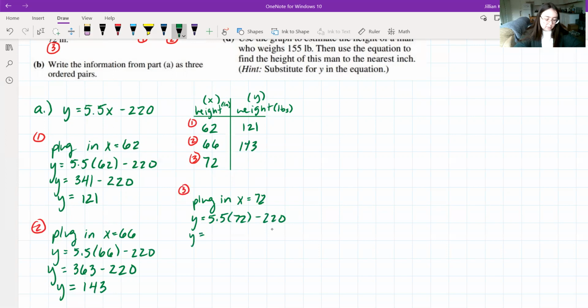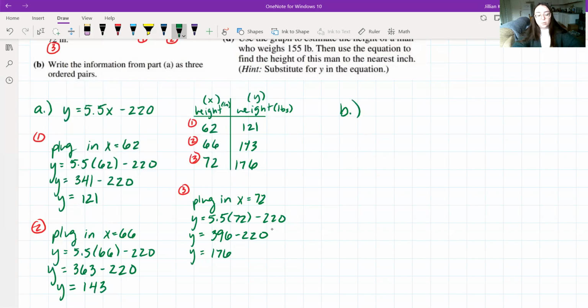5.5 times 72 is going to be 396 minus 220, which gives us the value of y equal to 176. So we found our x and y values that correspond to height and weight.